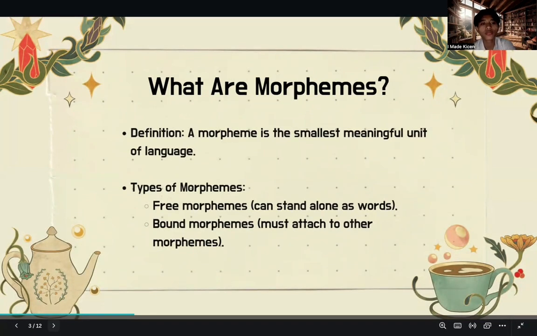Okay, the slide is what are morphemes. Definition: a morpheme is the smallest meaningful unit of language. Types of morphemes: free morphemes can stand alone as words. Bound morphemes must attach to other morphemes.